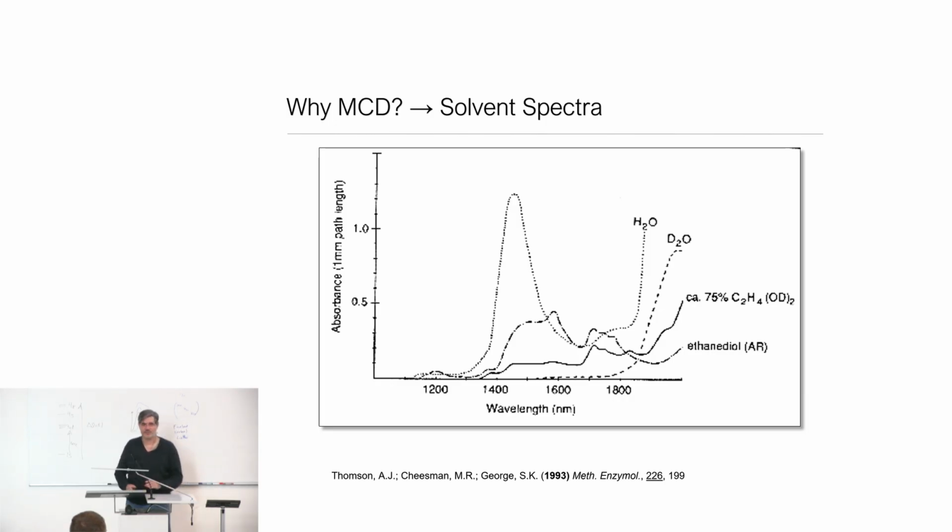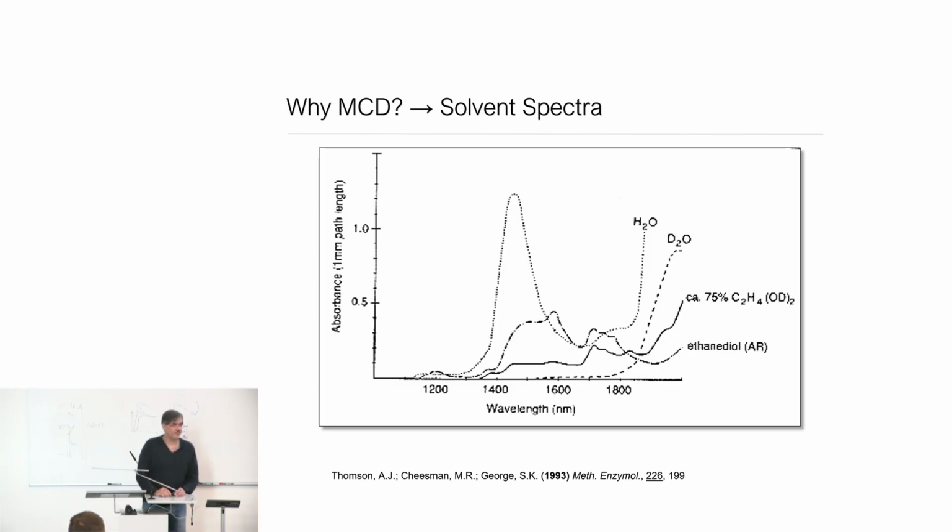But MCD doesn't have such a problem. It's a differential measurement. And that's why it's no problem, unless there is so much water in the sample that you can't get any light through anymore. And in this case, you have to use deuterated solvent like D2O. But MCD, being a differential measurement of left minus right circularly polarized light, is not sensitive to that, and that's why it's a great technique to measure in the near infrared region of the spectrum.